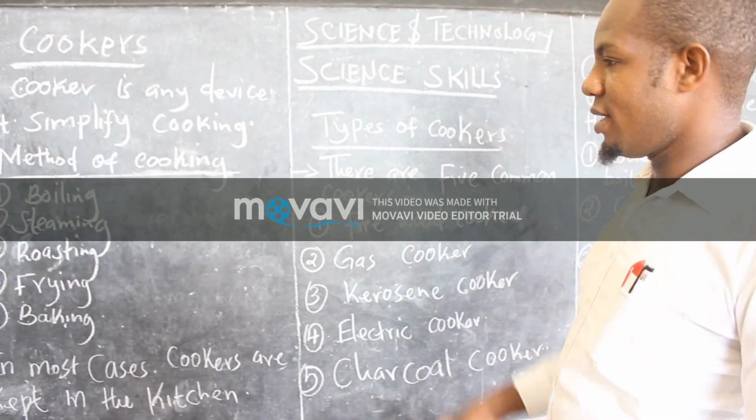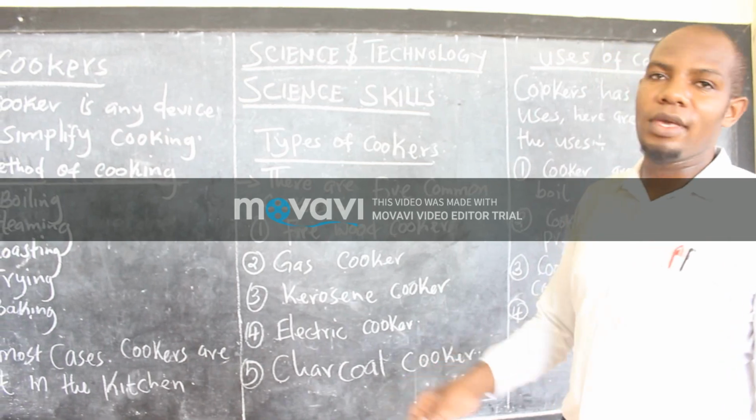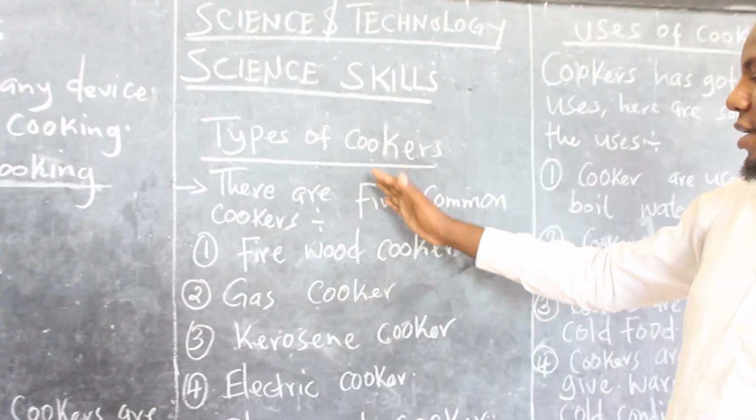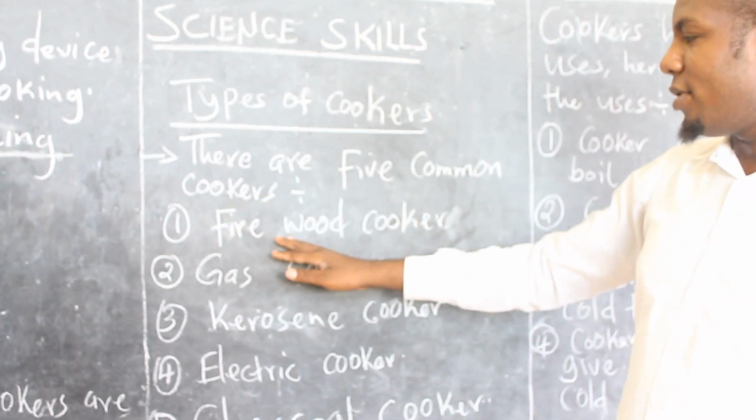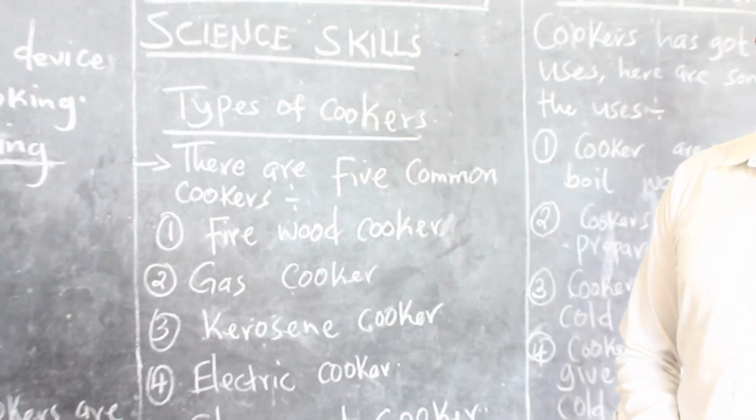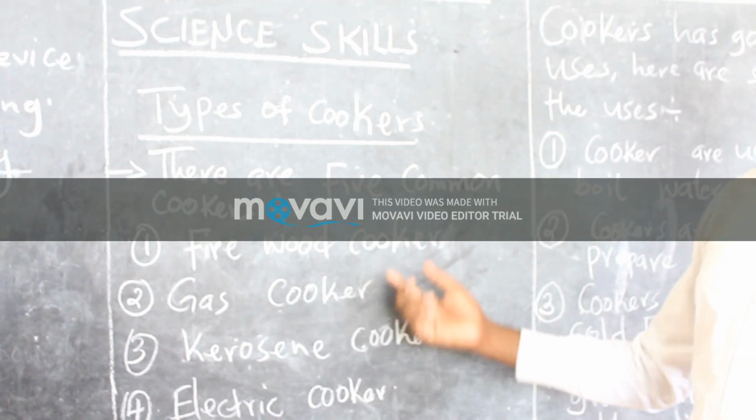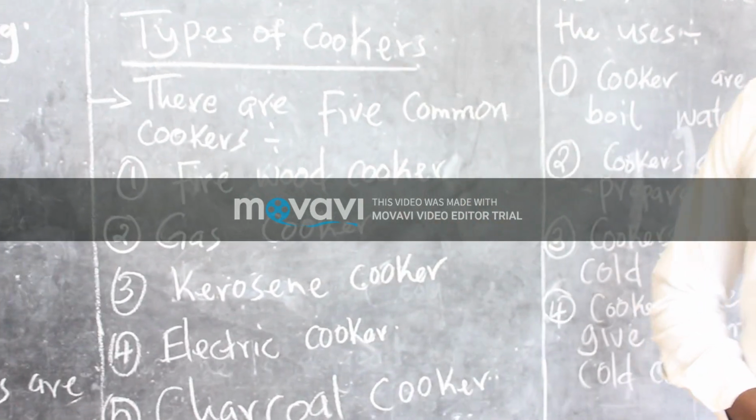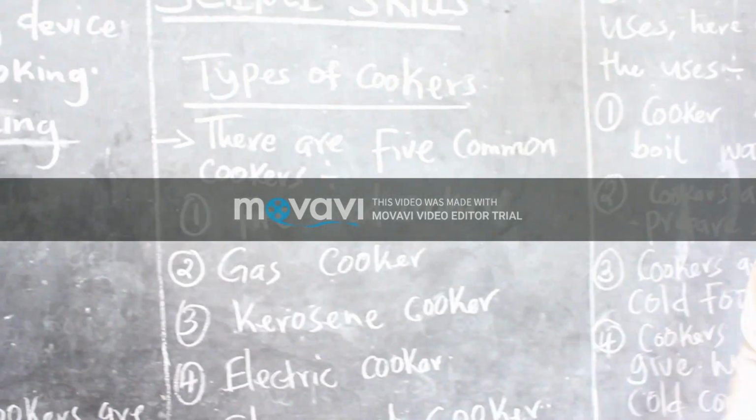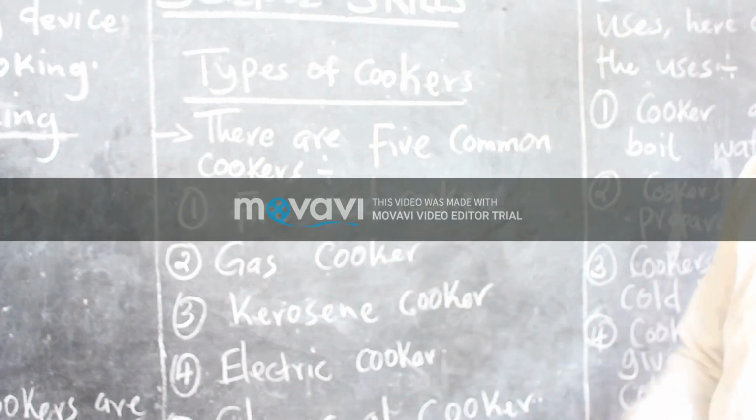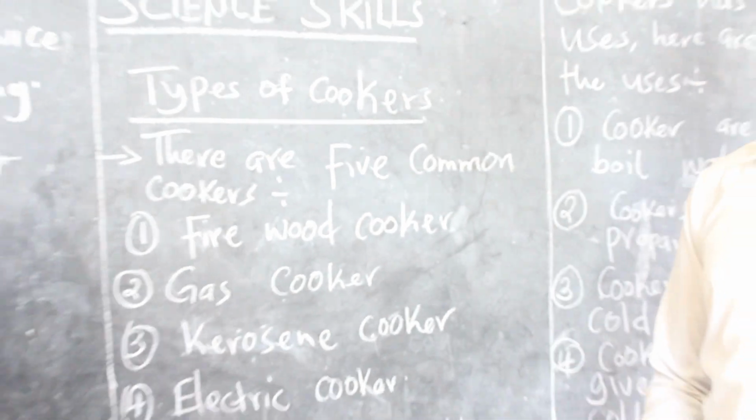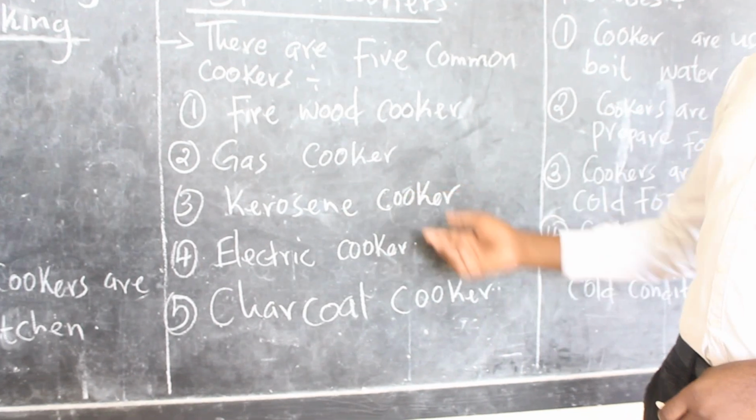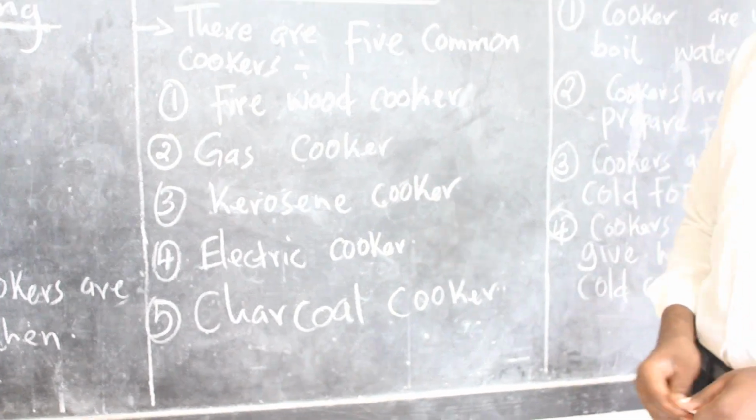Now, types of cookers. We have 5 common cookers that I have highlighted here. Number 1, there is the firewood cooker. A firewood cooker is a cooker that uses firewood as a fuel. Also, number 2, the gas cooker. As the name suggests, a gas cooker uses gas. There is also the kerosene cooker. Kerosene uses what we call paraffin as a fuel.